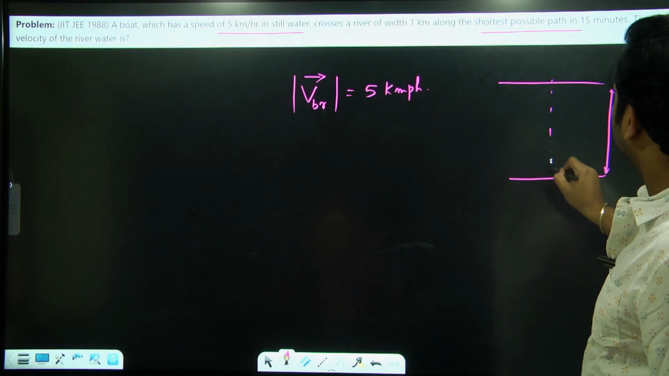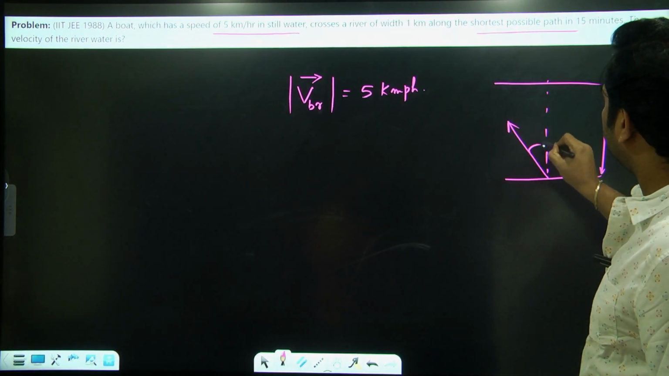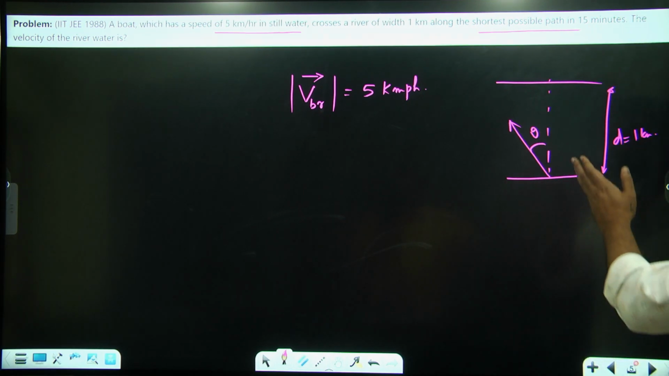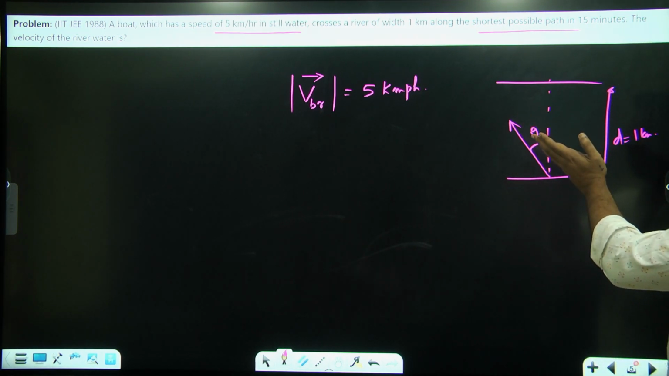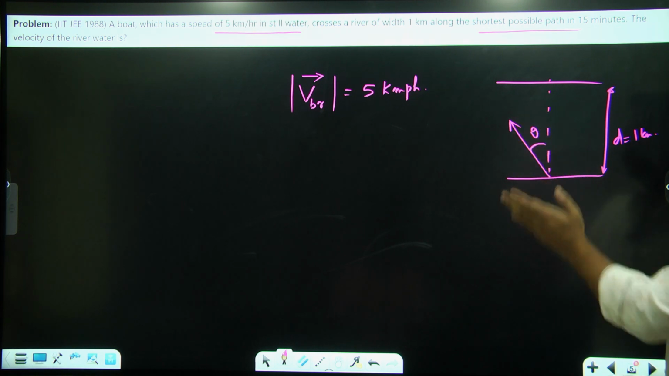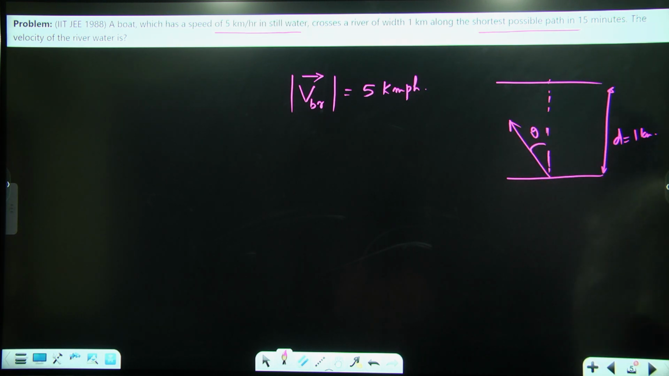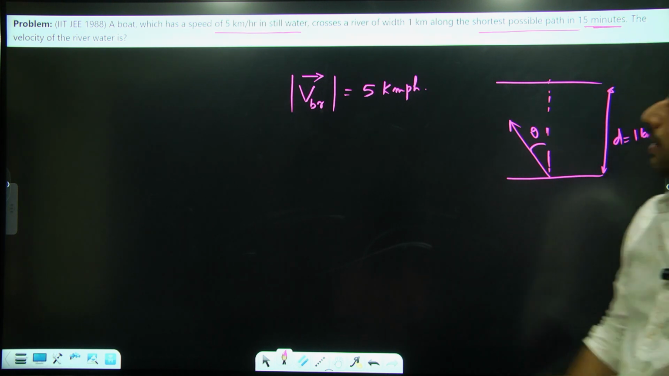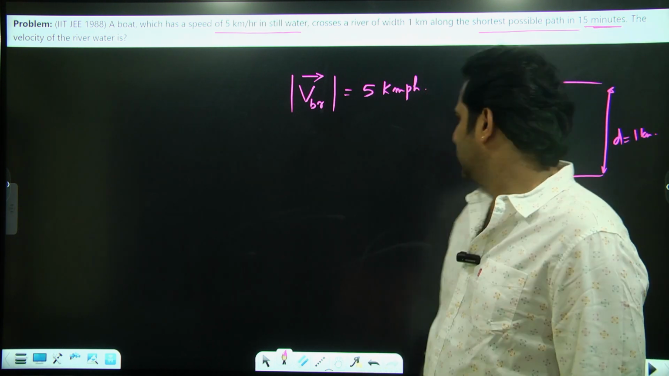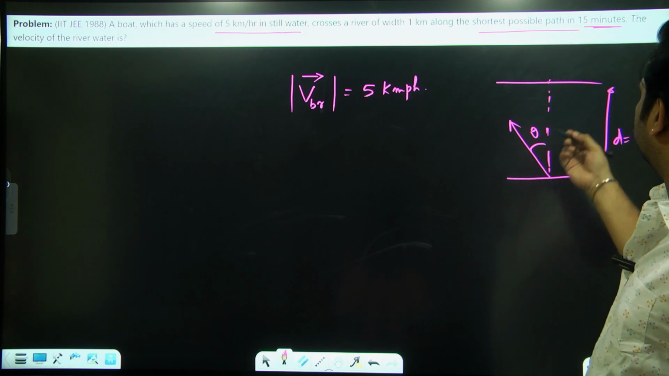So if he has to go in the shortest possible path, definitely he has to maintain the direction of velocity with respect to river at some angle theta with the vertical, in 15 minutes. It is given the time taken is 15 minutes. The velocity of the river water is? So it is again a simple question.